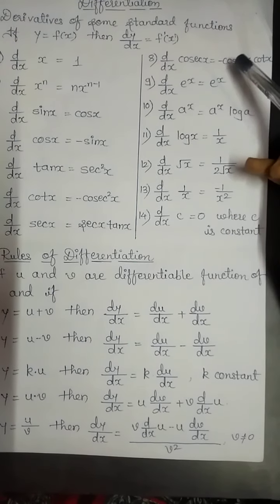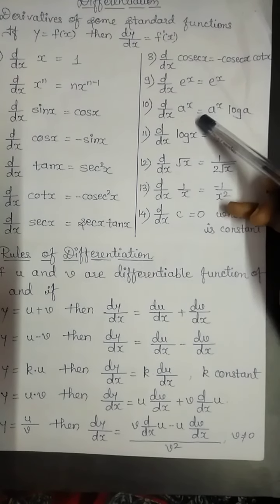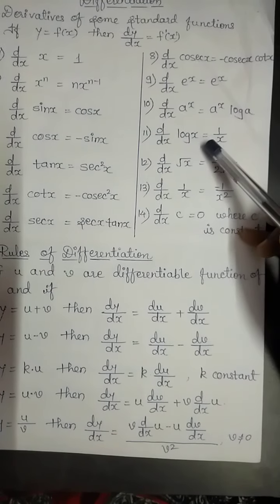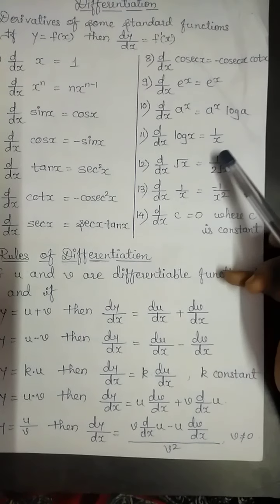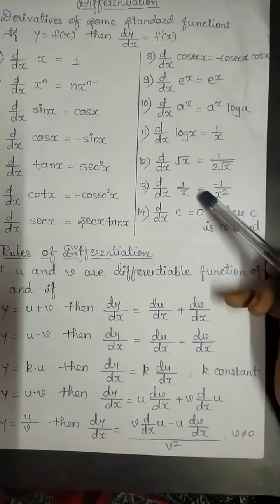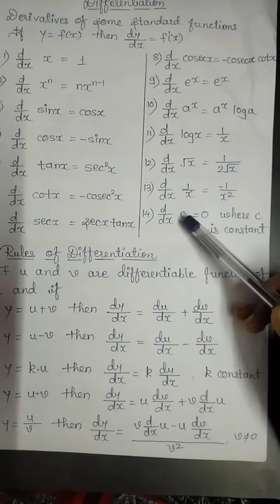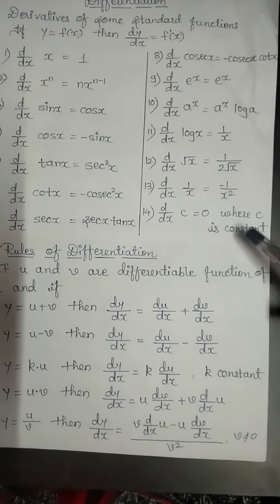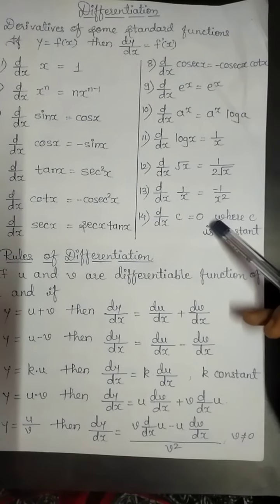Derivative of e raised to x is e raised to x. Derivative of a raised to x is a raised to x into log a. Derivative of log x is equal to 1 upon x. Derivative of root x is equal to 1 upon 2 root x. Derivative of 1 upon x is equal to minus 1 upon x square. And derivative of c is equal to 0, where c is a constant. Means derivative of constant is equal to 0.